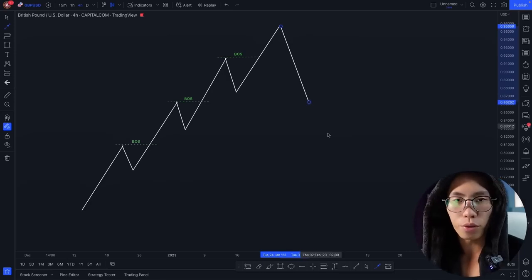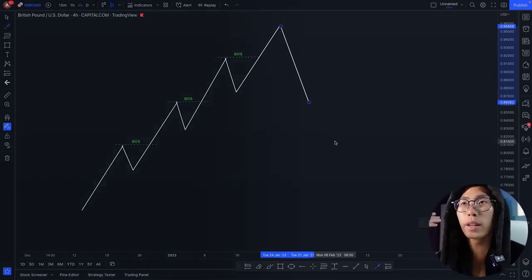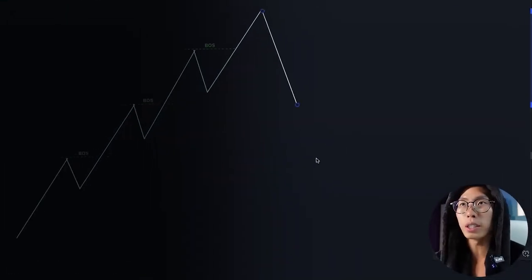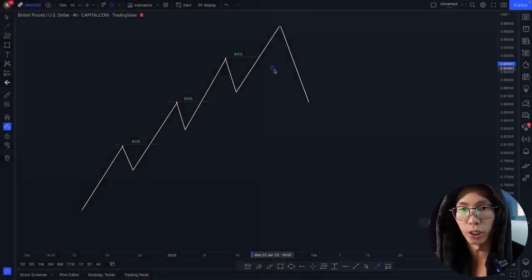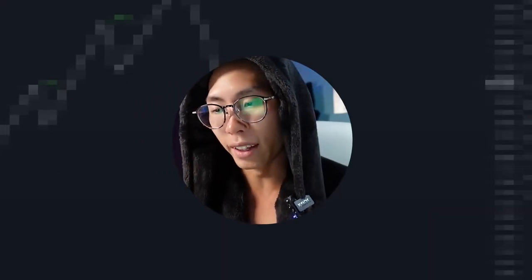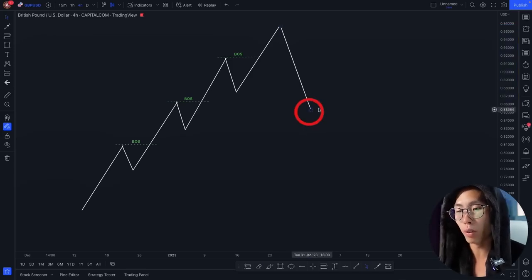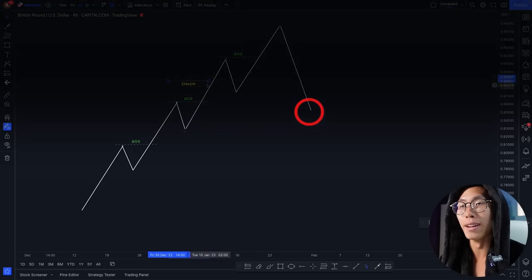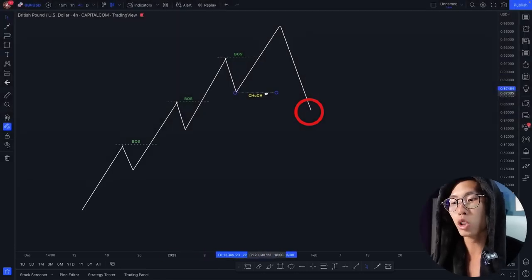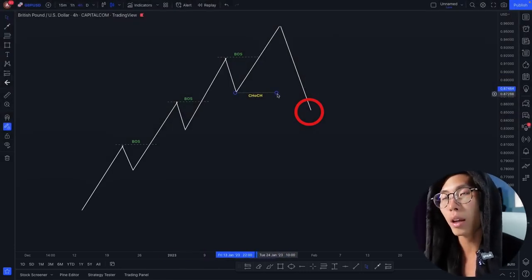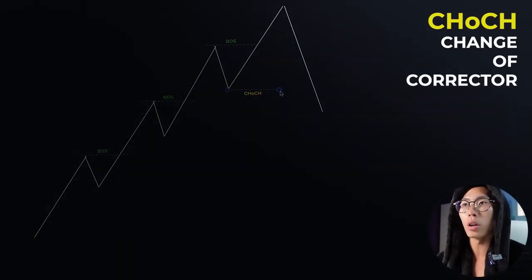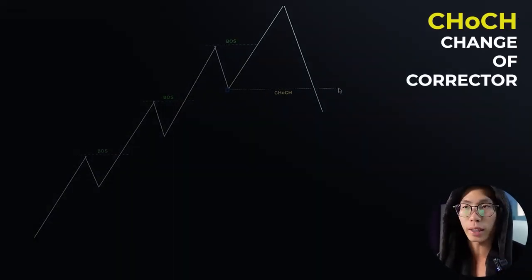At some point, price will eventually lose momentum and start reversing in the other direction. And for this reversal to be valid, price has to break the previous higher low. So this is the previous higher low and price has to break below it for it to be valid. Once this move has happened, this is what we call the CHoCH, or rather a change of character.